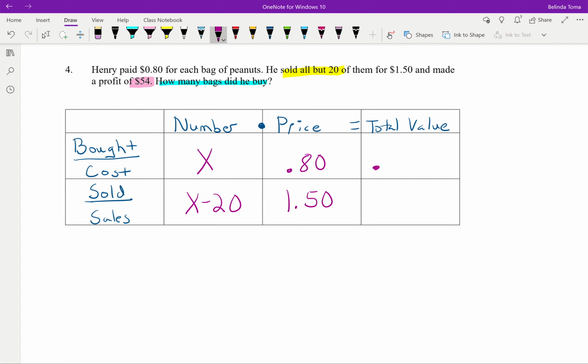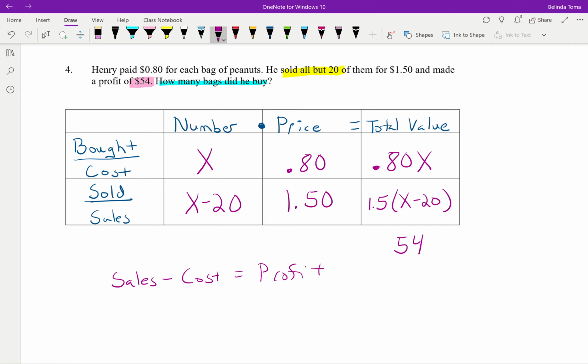This column, just like it has in the other questions, is going to be number times price. And here I'm just going to leave off that 0. And again, we know that he made a profit of $54, so I'm going to put that here, but don't forget, going back to your original notes, what we're going to do is our sales minus cost is equal to profit.